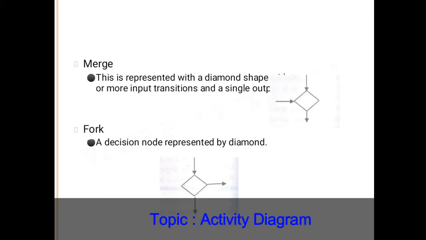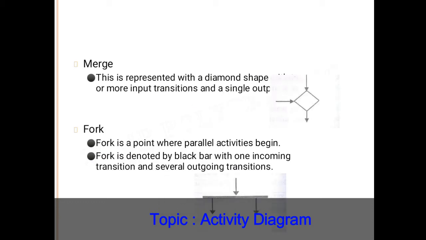Okay. Next, whenever any activities merge, such as a counter as well as a user, or an employee with a system, then we have to use this type of diamond symbol for merge. This is represented with a diamond shape with more input transitions and a single output transition.